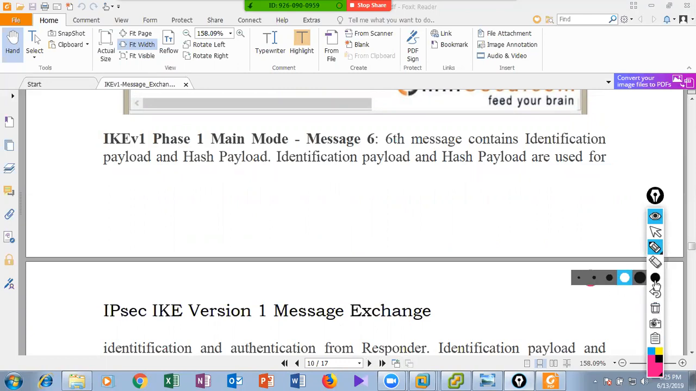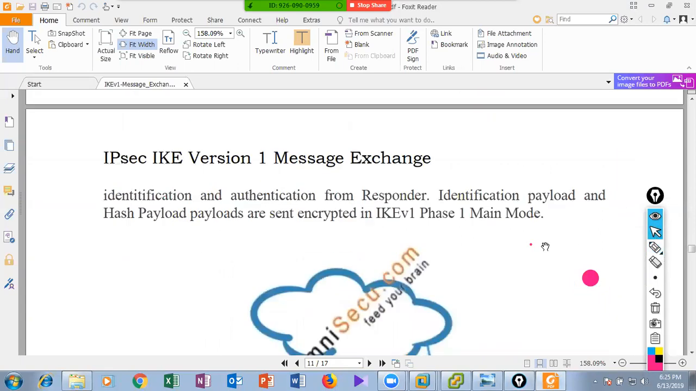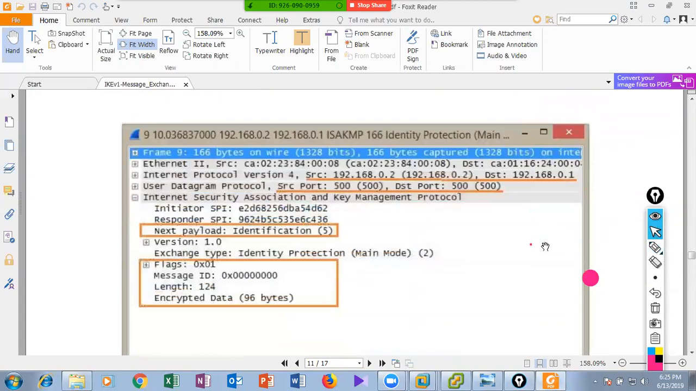Okay, so basically you are identifying both ways, and you can see the identification and the encrypted data. So this is how the 5th and 6th messages get exchanged, both ways.